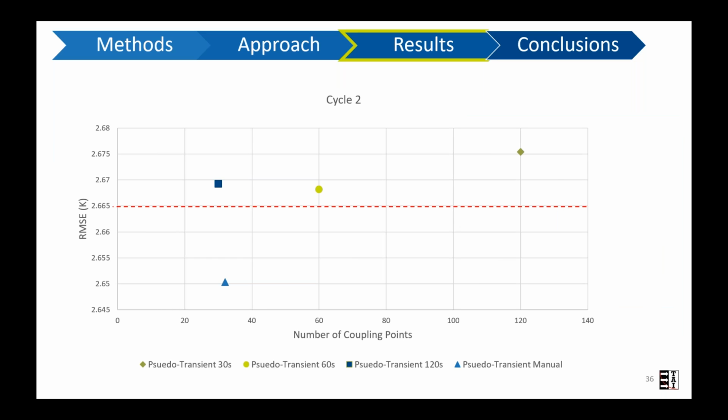Again, if we do a different approach with looking at these results, on the x-axis is number of coupling points, and the y-axis is the root mean square error. And so this shows that with the manual approach, we can have a fewer number of coupling points, but still maintain a high level of accuracy.